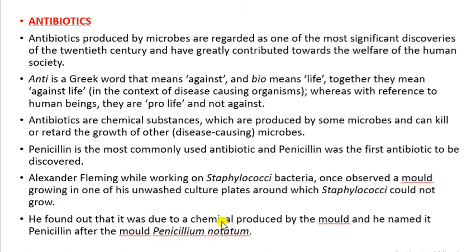He found that it was due to a chemical produced by the mold, which was named penicillin, and he named the mold Penicillium notatum. So basically the mold was Penicillium notatum, and the chemical substance released from this mold was termed penicillin, and this is how we got our first antibiotic.